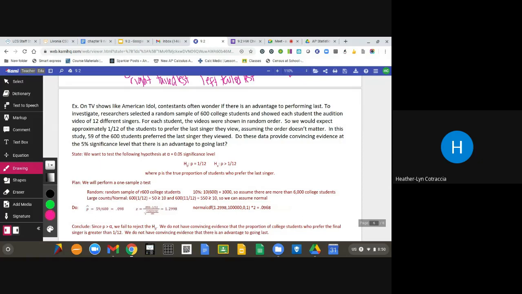So think about this. If everybody has an equal chance of being selected, it doesn't matter whether you go first, in the middle, or last, then out of 12 contestants, the probability would be the same. They would all have the same probability. So the probability of the last singer winning would be a 12th. If there's a preference, so the last singer does tend to be picked more often, then the probability should be greater than a 12th.